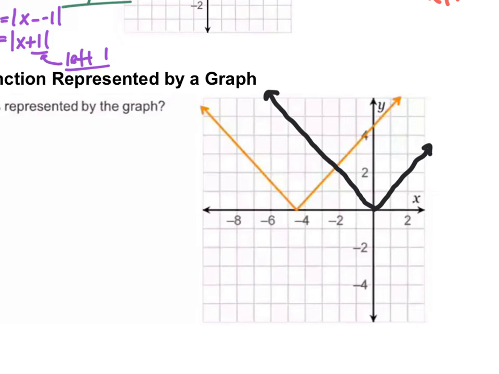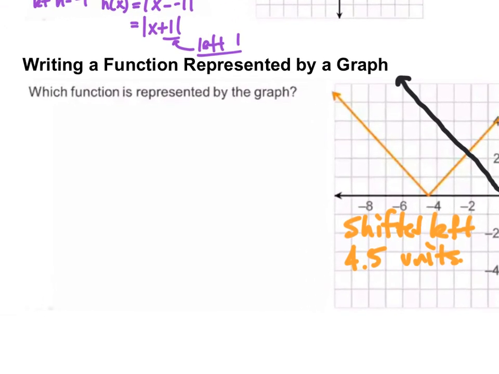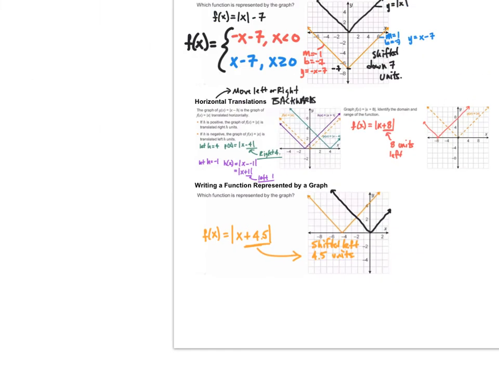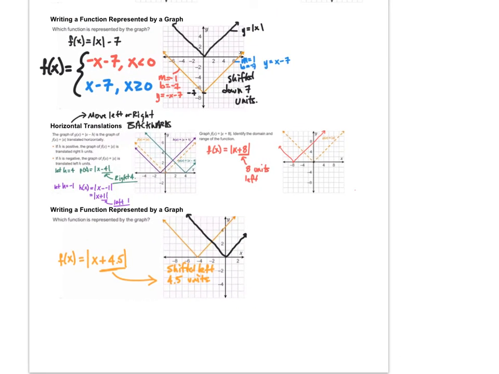So this has been shifted left 4.5 units. Okay, so if I were to write my equation, I'm going to call this f of x is equal to the absolute value of x plus 4.5. Because it's plus 4.5, that indicates that it's been shifted left 4.5 units. Okay, so really not too bad. Hopefully it makes sense to you.